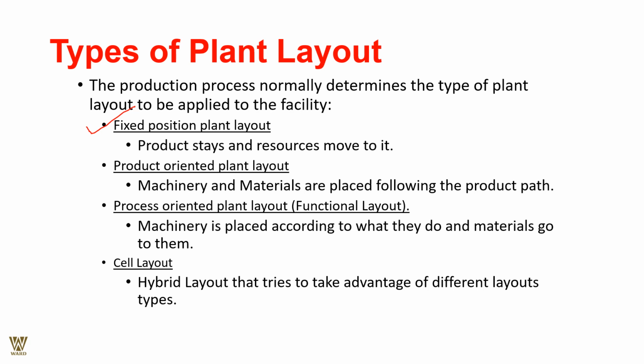Then comes the product oriented plant layout. These are product oriented. It's the end product which keeps on changing. So machinery and materials are placed to follow the product path, as in all the products that come around it, and there can be two or three different products altogether, and many more.